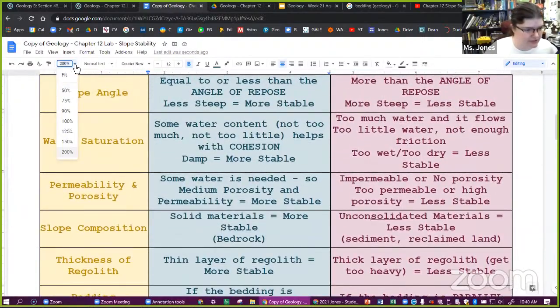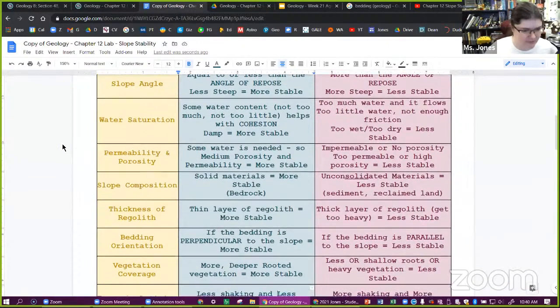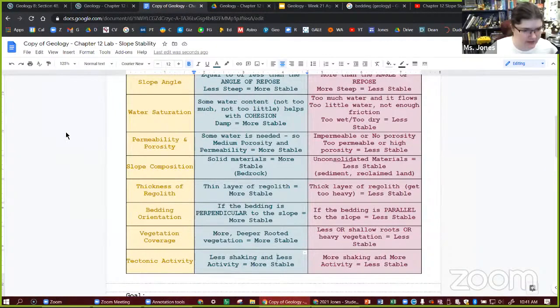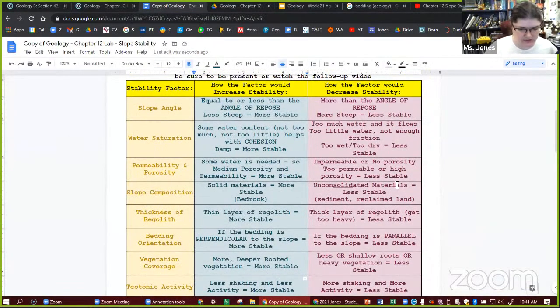Let me zoom out just a bit to try to get them all on the screen at the same time. Let's do 125. Yeah, look at that. I can get them all on the screen at the same time. All right, so those are the stability factors. We've got slope angle, water saturation, the permeability, porosity, the slope composition, the thickness of the regolith, the bedding orientation, the vegetation coverage, and the tectonic activity. Those are the factors that can determine whether or not a slope is stable or unstable.